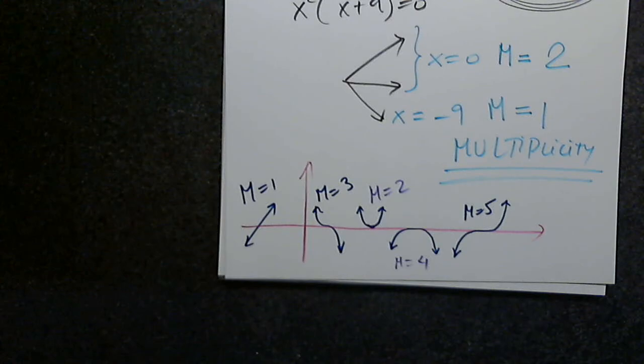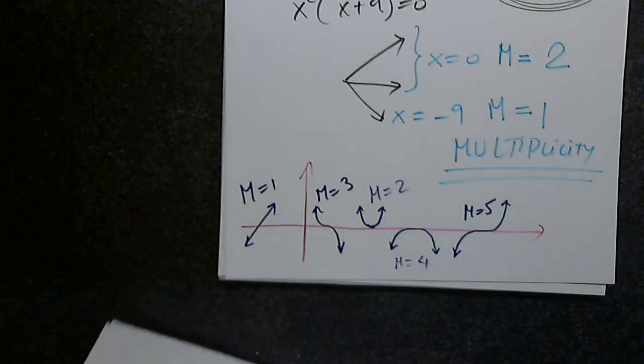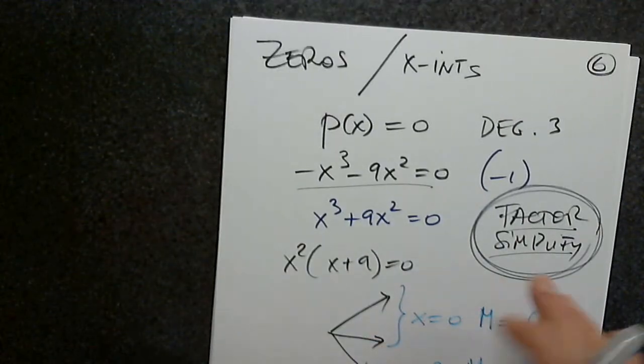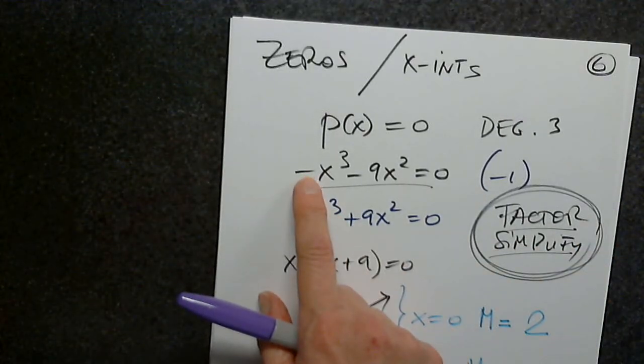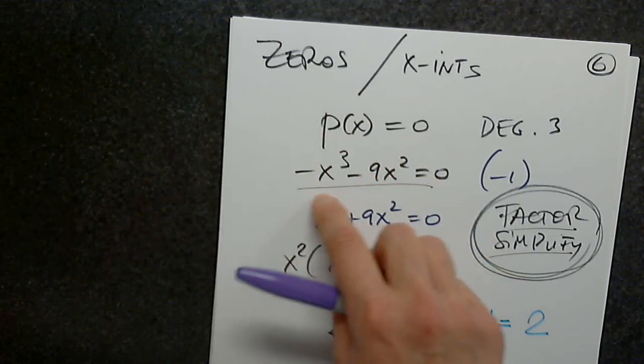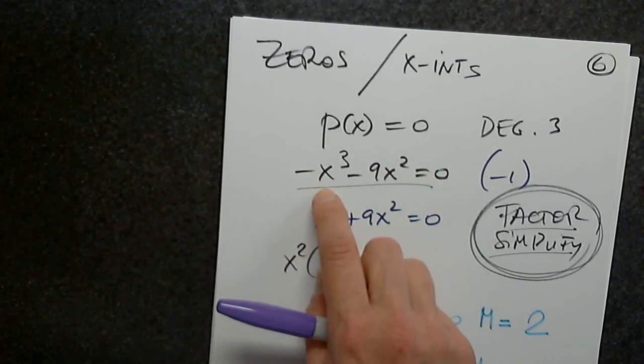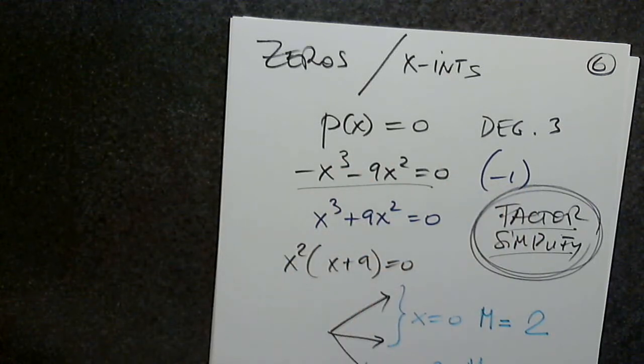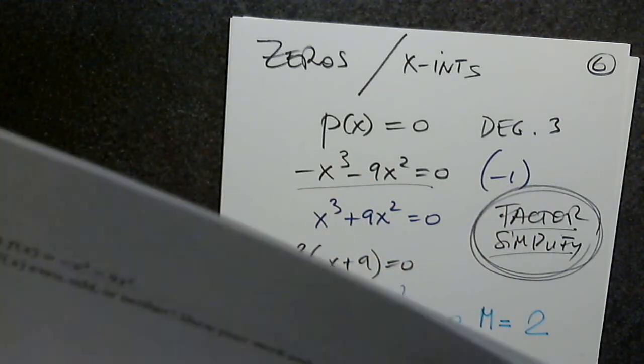Okay, moving on. When it comes to the degree, that's determined by the leading coefficient in this case. Yes. Minus. So, yes. So the leading coefficient is negative 1, has nothing to do with the degree. The degree is given by the leading term. And in this case, it says exponent. It's the exponent, yes. Any questions?